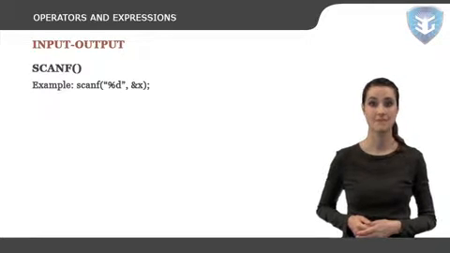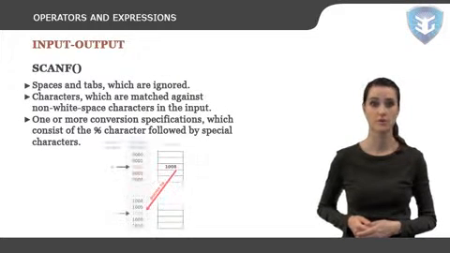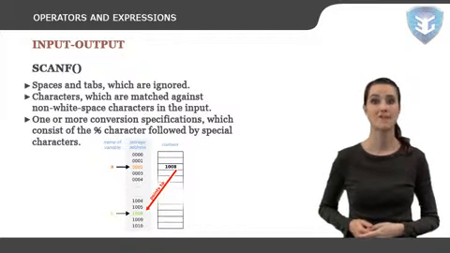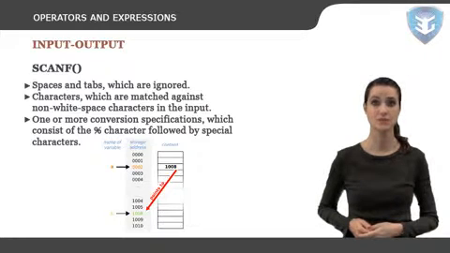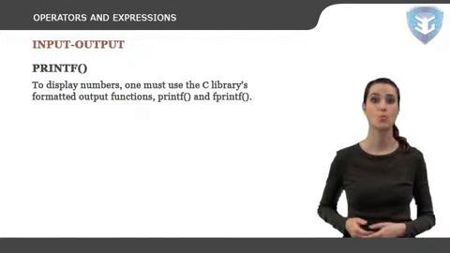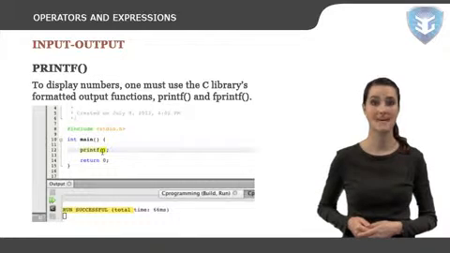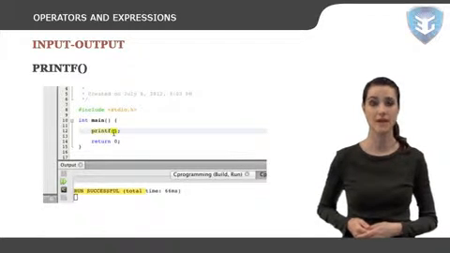in fscanf function. The scanf function format string can contain spaces and tabs, which are ignored, characters which are matched against non-white space characters in the input, and one or more conversion specifications, which consist of the percentage character followed by special characters. Printf function. To display numbers, one must use the C library's formatted output functions, printf and fprintf. These functions can also display strings and characters.